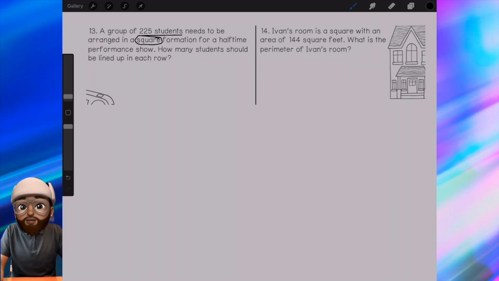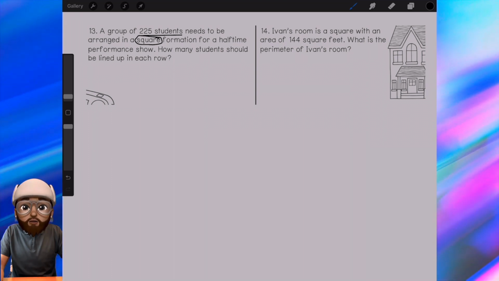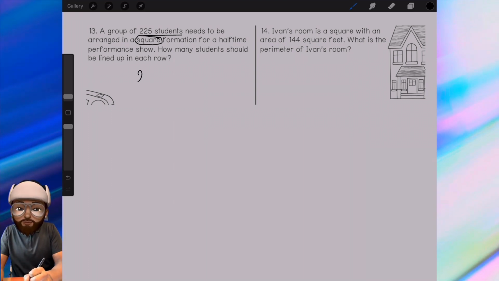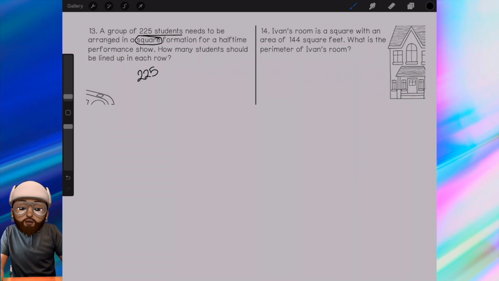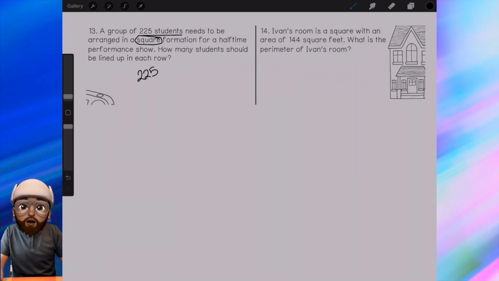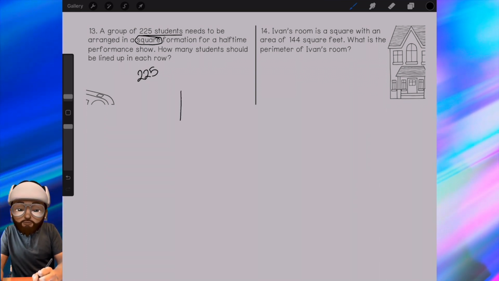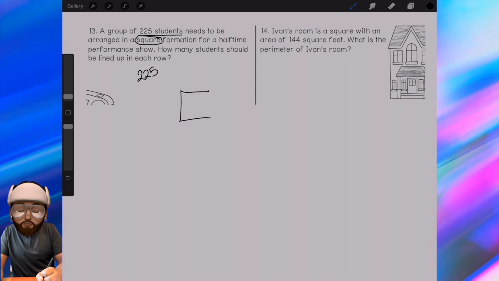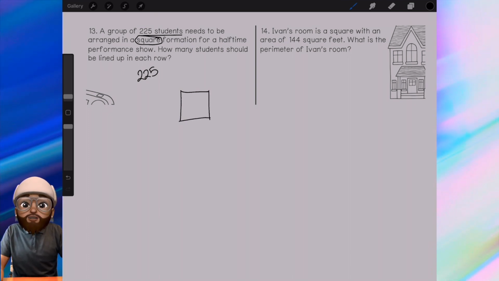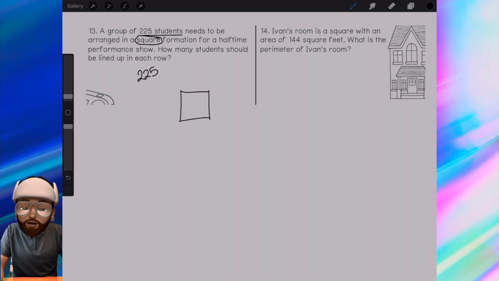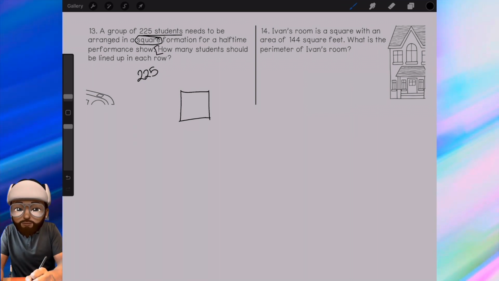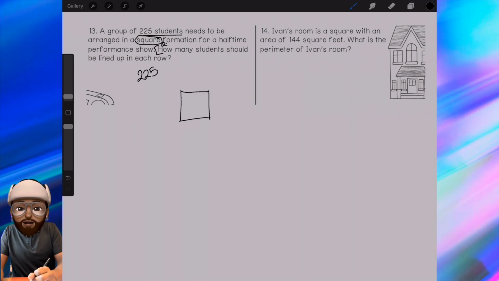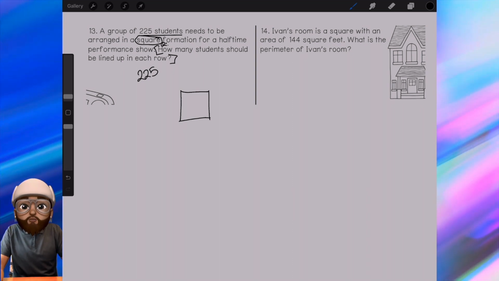So there are a couple things that we know about this. We know that there are 225 students. Let's write that down. We know that they're arranged in a square formation. We know that it wants us to find out how many students, let's box in the question, how many students should be lined up in each row.